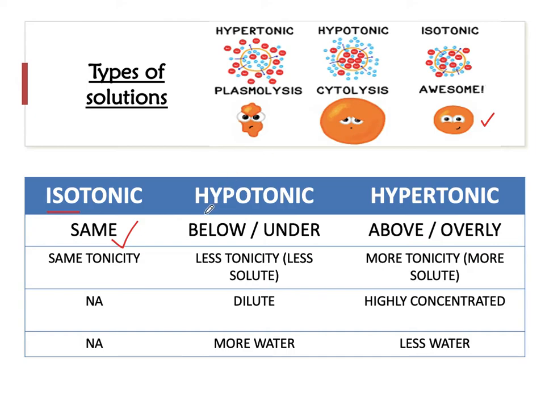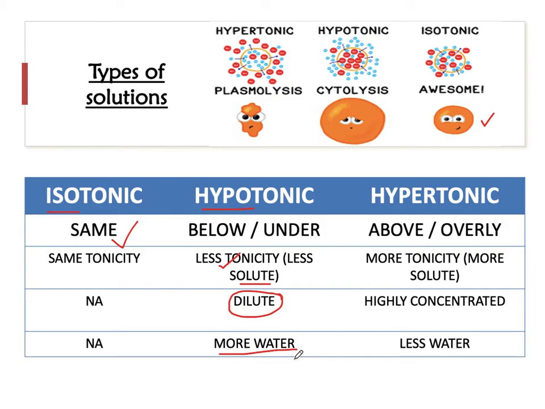Now what about hypo? Hypo is always less. So just remember it like hypo means less, below or under, that means the tonicity is going to be less. In other words, you can also call this solution a dilute solution. If the solution is going to be dilute, that means less tonicity, that means less solute. Less solute means more water. It is a vice versa term. So less solute, more water.